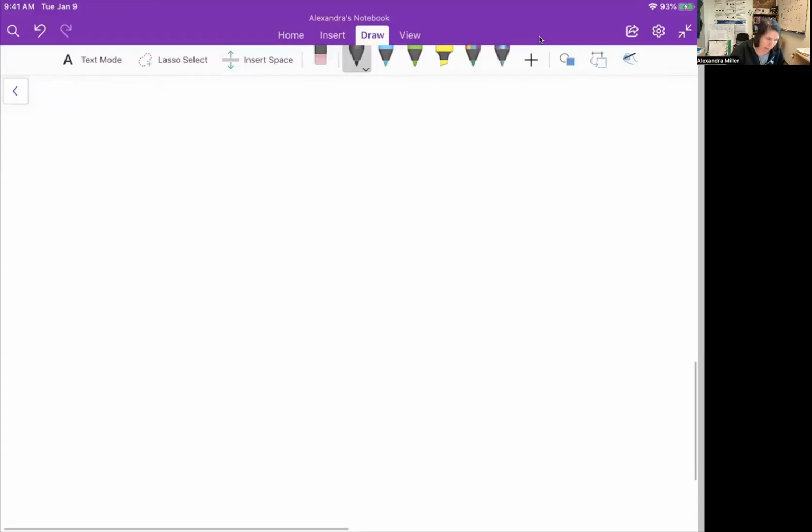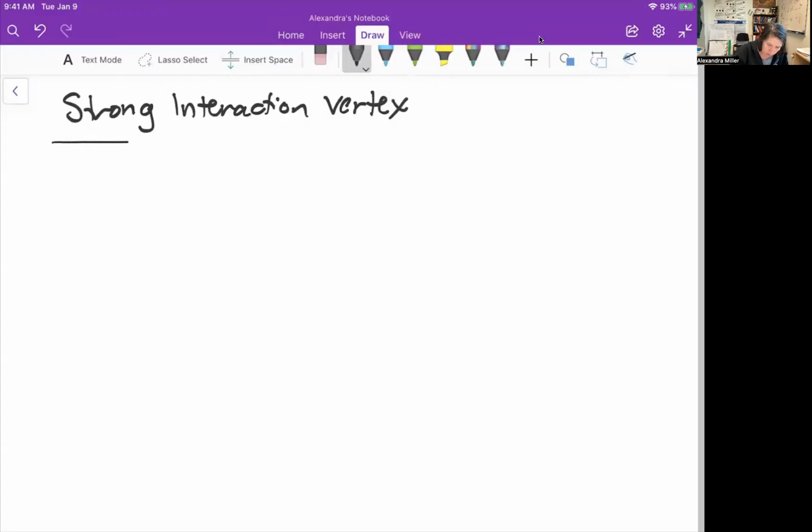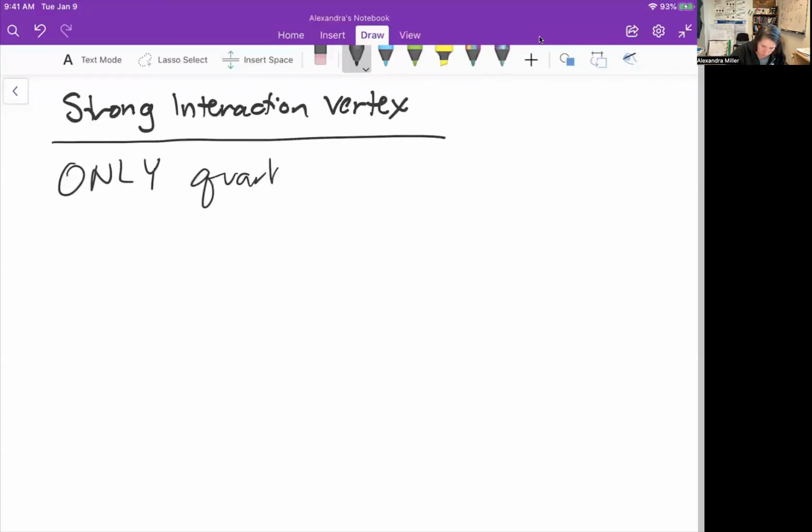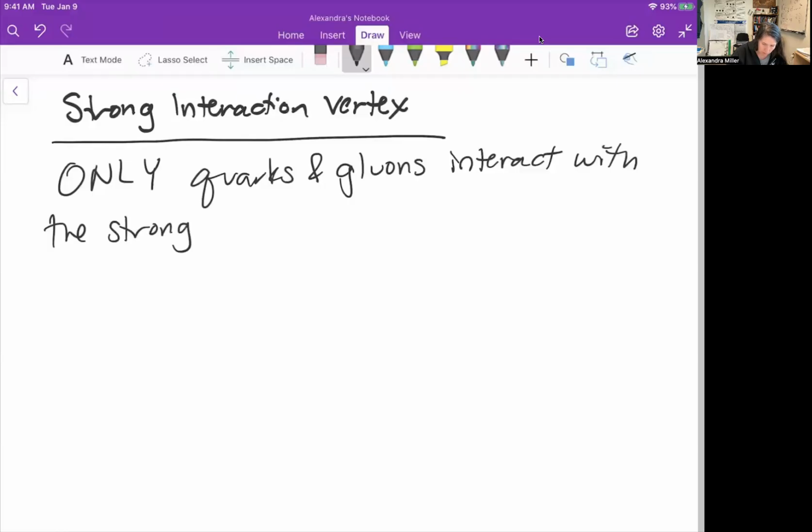Let's look at our second diagram, which would be for the strong interaction. So only quarks and gluons interact with the strong force. This phrasing may seem a little weird because the gluon sort of is the strong force, right? The gluon is the particle that carries the strong force. The reason I'm phrasing it in this way that's a little confusing is because gluons are actually self-interacting.